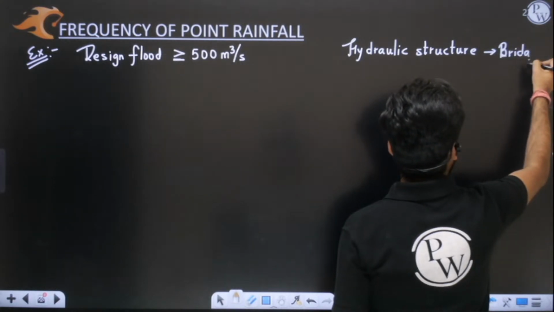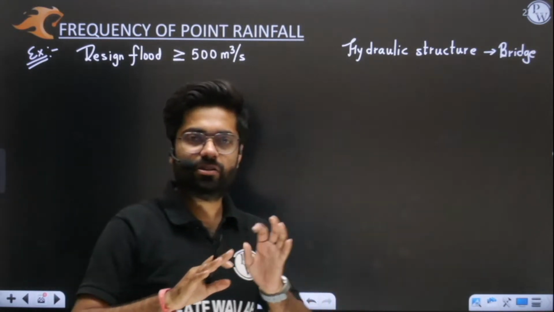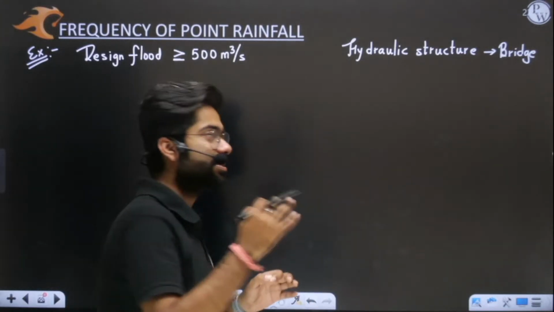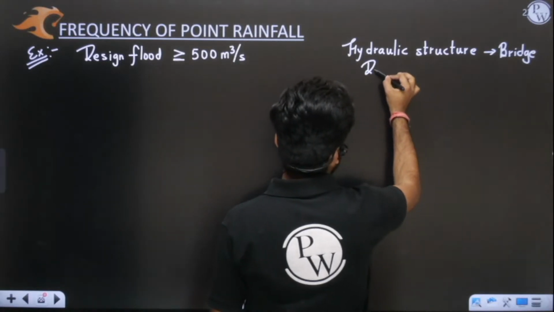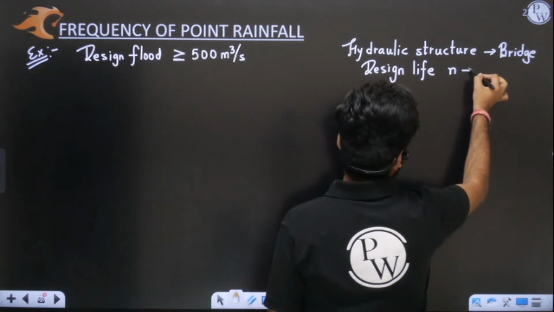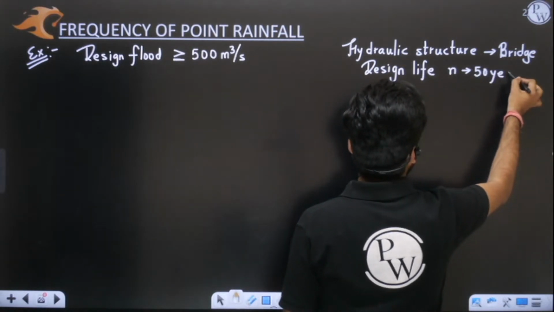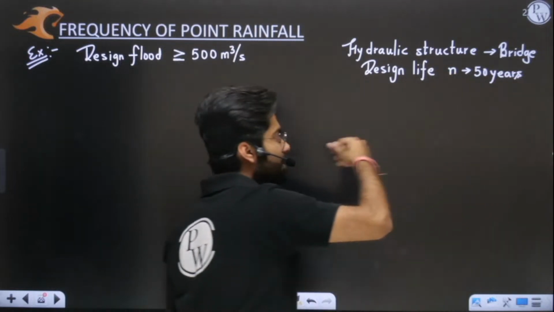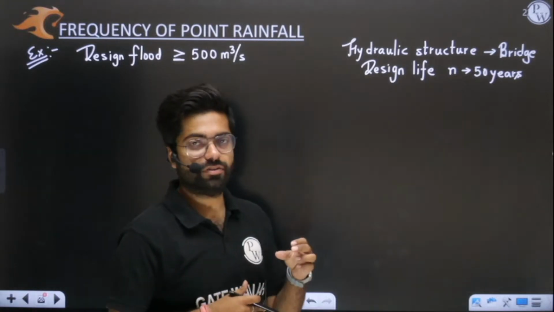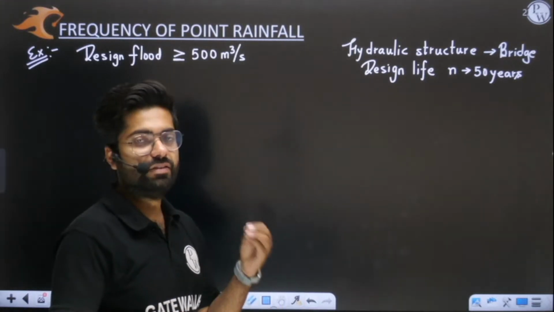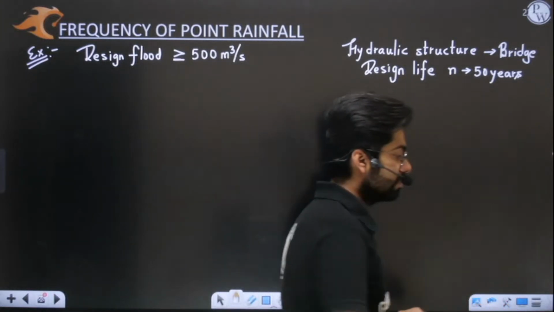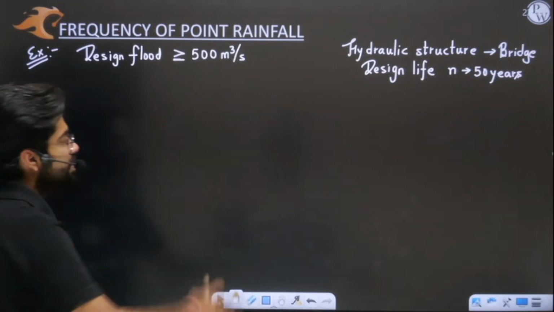I hope you must have seen road bridges across any kind of river. You must have witnessed it. So we are going to construct that bridge, and let us say its design life n is 50 years. We are simply assuming some data in this question, and then I will tell you how this probability of an event occurring r times out of n times works out. This we have to solve. Yes, you have seen the bridge definitely. So let us assume its design life is 50 years.